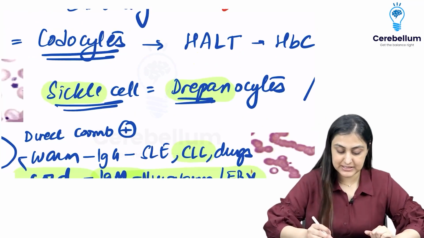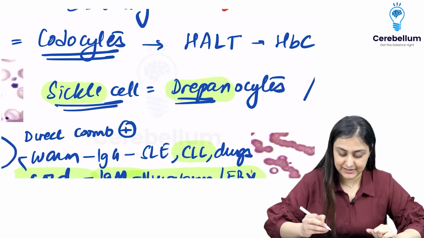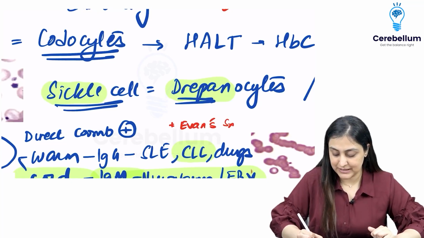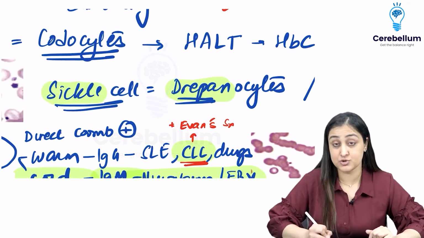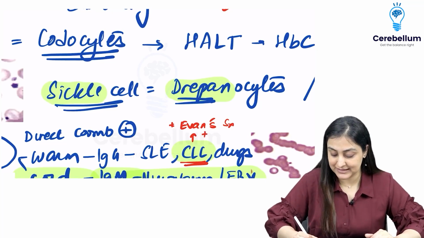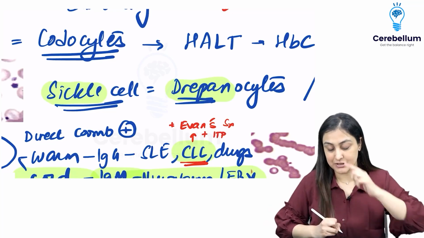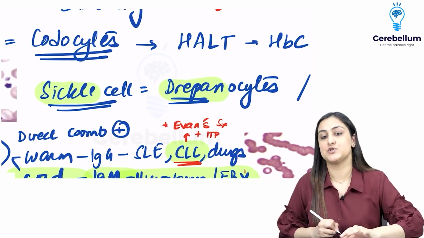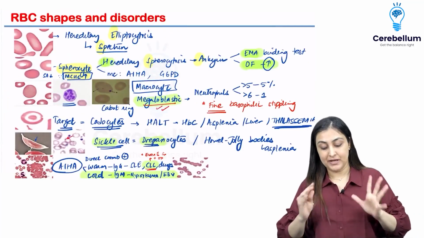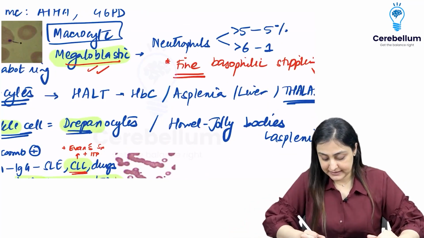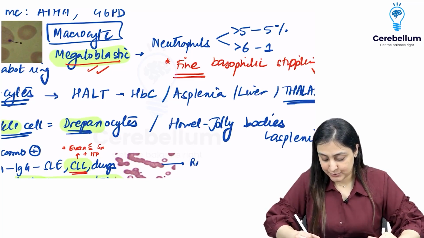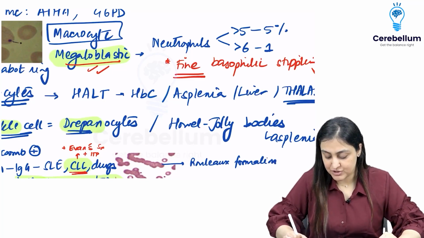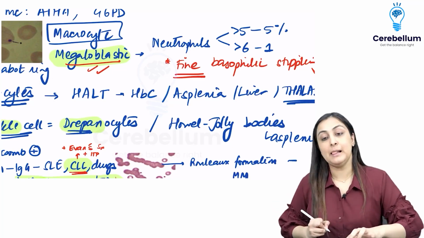Alright, in fact with CLL, I'm just going to write an extra point here that is known as Evans syndrome. So Evans syndrome is CLL associated with autoimmune hemolytic anemia plus ITP. So there is hemolytic anemia as well, and there's thrombocytopenia as well. So this is Evans syndrome. Fine. On the other hand, what you're seeing here is these RBCs stacked together. This is known as rouleaux formation, which is seen in multiple myeloma.